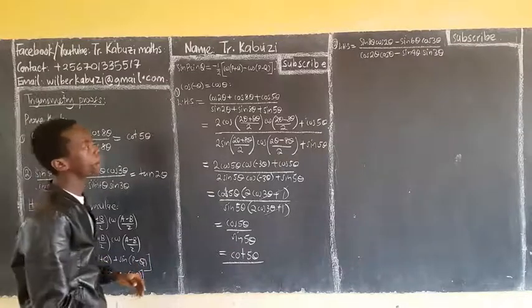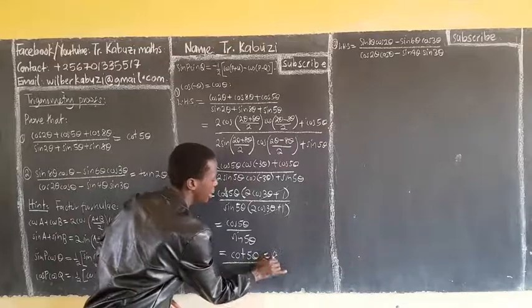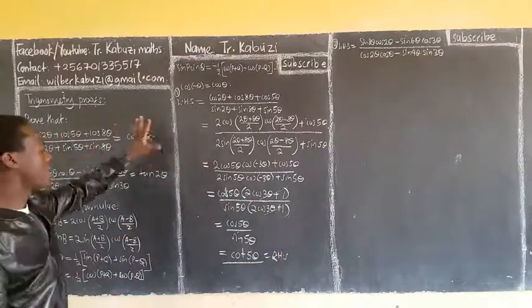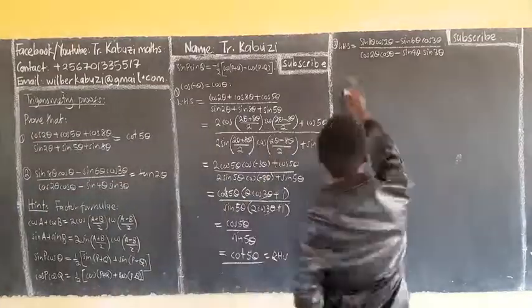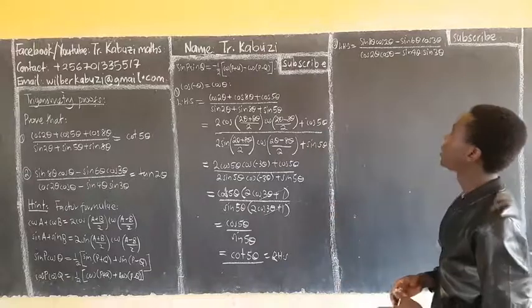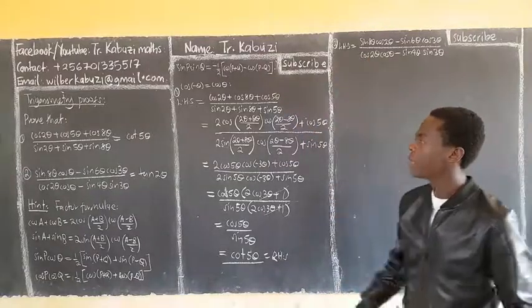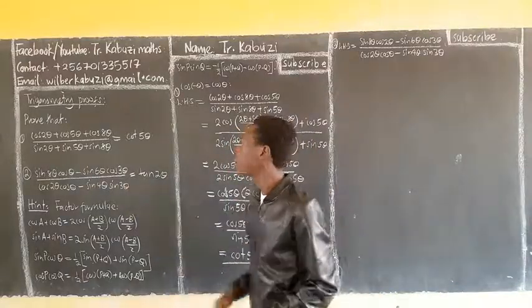So now, the left hand side equals the right hand side. This is our left hand side, this is our right hand side. And so the left hand side is going to our right hand side. When I come now to number 2, this time we have a product. So this is my left hand side, this is my right hand side. I want to show that this is equal to this.